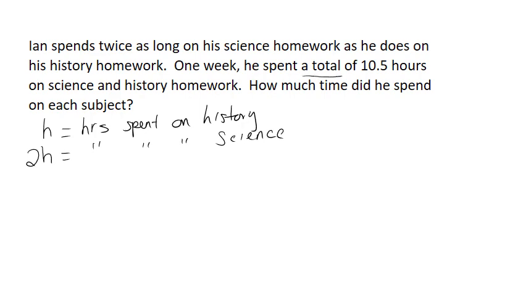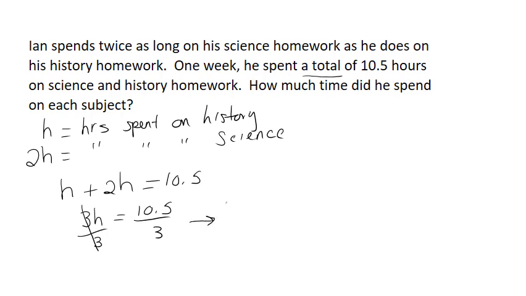Total means add. So if I add the hours spent in history plus the hours spent on science, H plus 2H, that's total, that has to equal 10.5. If I have 1H plus 2H, I have 3H. That has to equal 10.5. I'll divide both sides by 3 because the opposite of multiplying by 3 is to divide, and this cancels out the 3 on the left side. That now tells me that H is 10.5 over 3, which if you put that in your calculator, you get 3.5. I now know that he spent 3.5 hours on history.